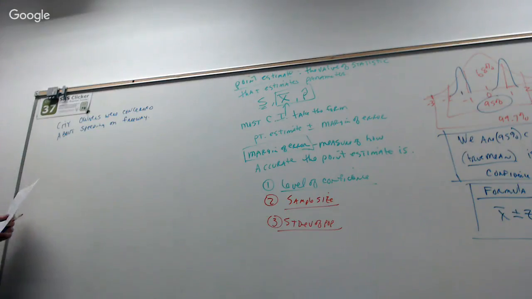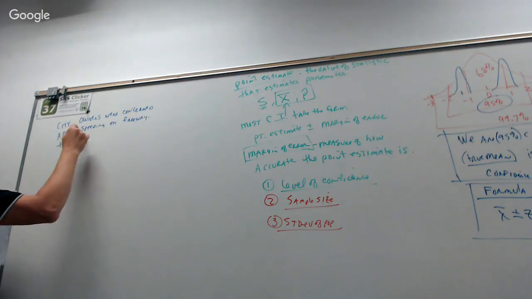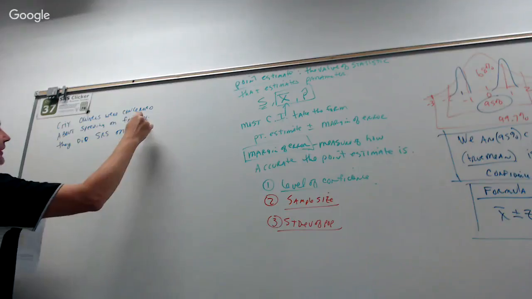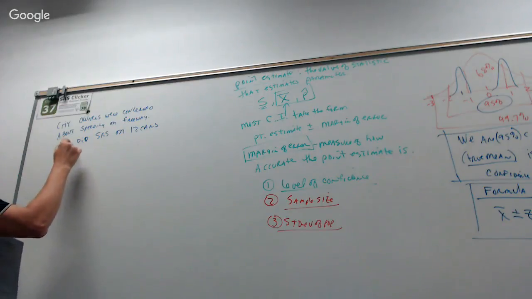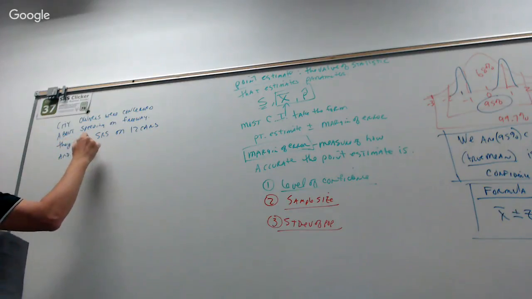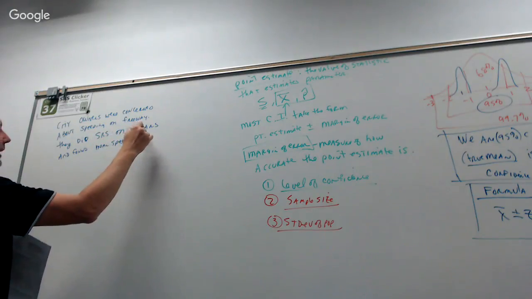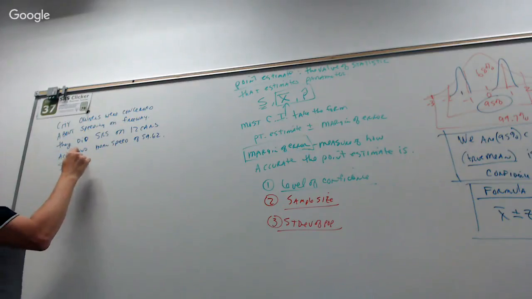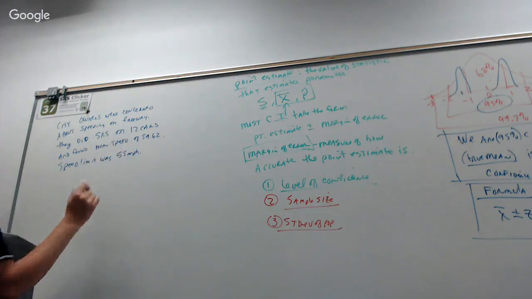Okay. They did a simple random sample of 12 cars, which isn't very many, is it? It's kind of a small sample size, and found a mean speed of 59.62. The speed limit was 55 miles per hour.